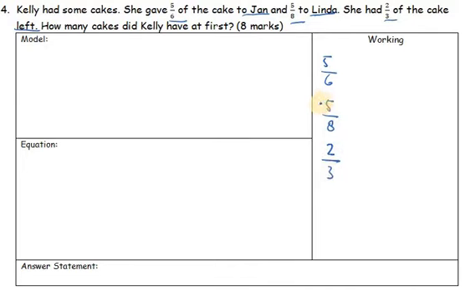So we have 3 and 6. I think 3 can jump to 6. We multiply with 2, so 2 out of 3 becomes 4 out of 6. Now we have two different denominators, 8 and 6.